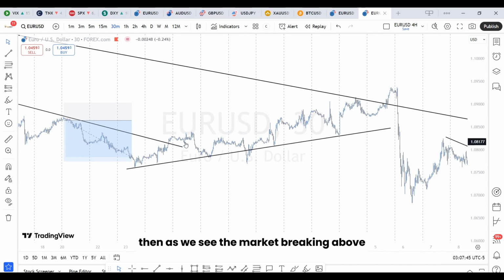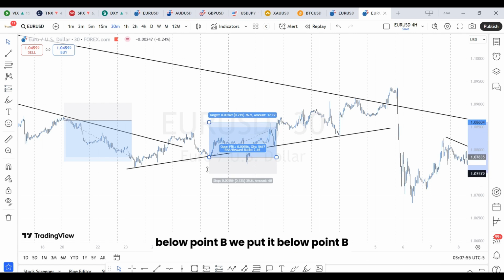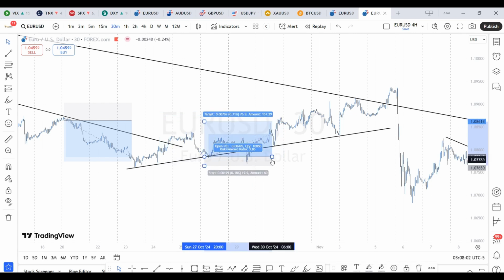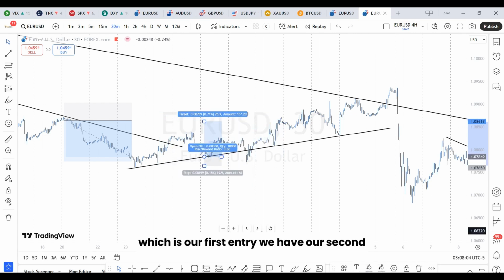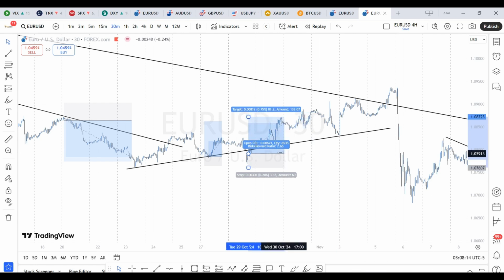Then as we see the market breaking above, we now have our new point A, point B. So we now have here being our point 1 below point B. We put it below point B, we wouldn't have hit this stop loss. So we have our point 1 here, which is our first entry. We have our second entry. You can see now we are getting multiple entries just by going lower time frame to catch internal trend.